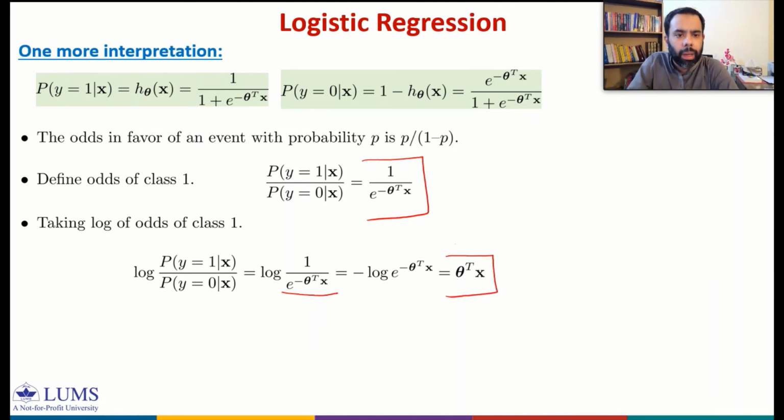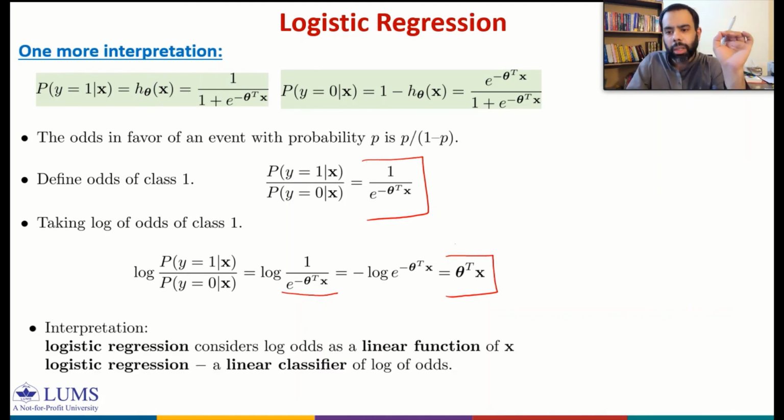How do you interpret this? We can say logistic regression considers log odds as a linear function of x, or simply logistic regression is a linear classifier of log of odds. This is another way to interpret logistic regression. We have probabilities, we convert these into odds, and we take the log of odds, and that is the logistic regression classifier.